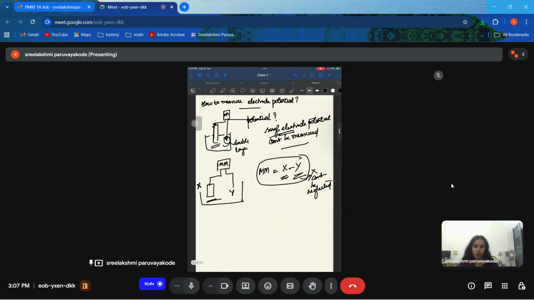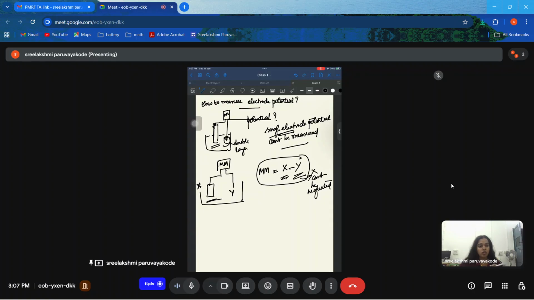Now we saw how to measure the electrode potential. When we want to measure the potential of an electrode which is immersed in an electrolyte, we can use a multimeter. But what happens when one probe is connected to the electrode and the other probe is simply immersed into the electrolyte?